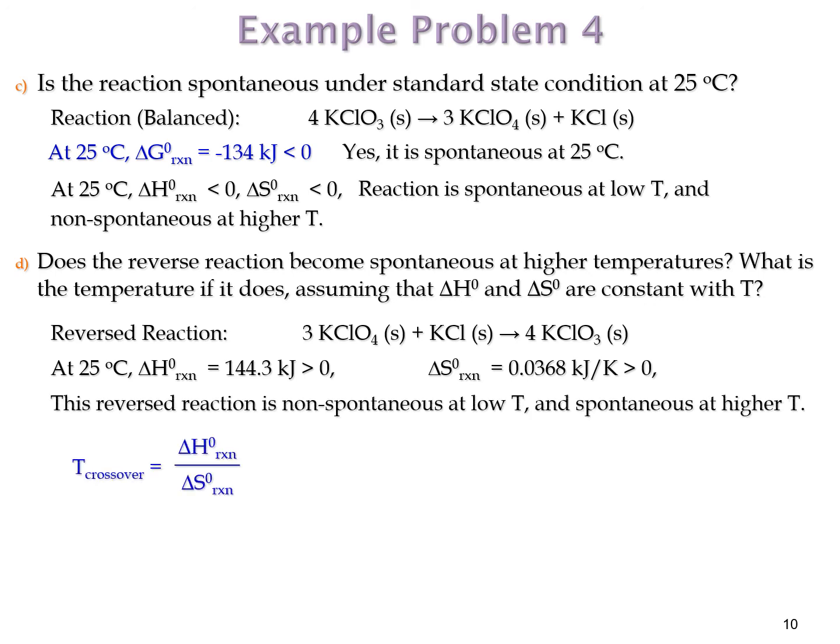And of course, we can calculate the crossover temperature since both delta H0 and delta S0 have the same sign. And it tells us it's 3,920 kelvins. This is what the temperature is when the process becomes spontaneous.